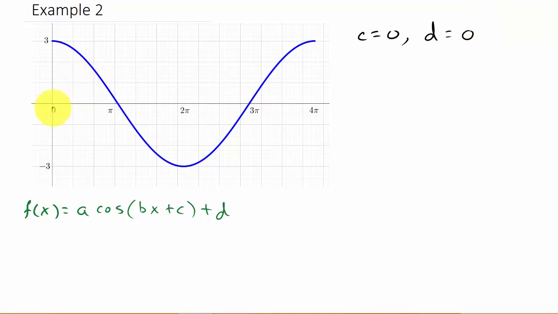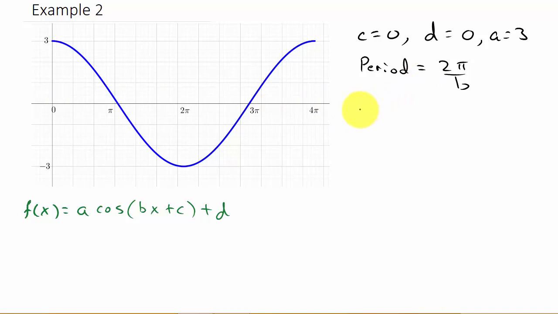Now the amplitude, the max and min value, that's 3 and -3. So that tells us that a is equal to 3. All right. Now for b. Well, we know that the period is equal to 2 pi over b. So what we need to do is find the length of the period. Well, what's the length of the period from here to here? Well, obviously we can see it's 4 pi.